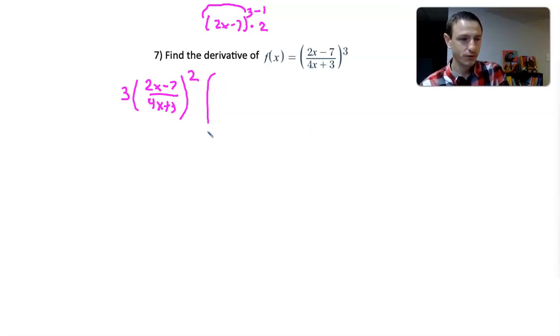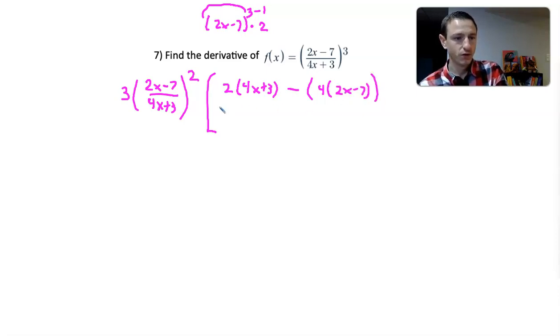So now I'm going to take the derivative. I'm going to put this in a bracket and use the quotient rule. Quotient rule is the derivative of the top, so the derivative of 2x minus 7 is just 2, times the original bottom, 4x plus 3, minus the derivative of the bottom, which is 4, times the original top, 2x minus 7, all over the bottom squared. That's quotient rule. Bottom squared.